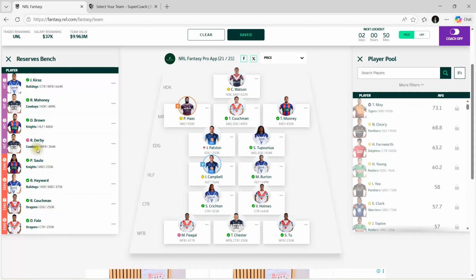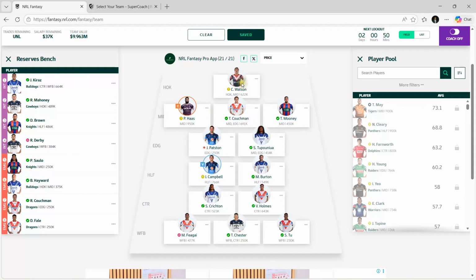Now, let's say we've got a situation where Derby was supposed to be playing but did his hamstring during warm-up. Okay. Well, then our four reserves are going to become Carraz, Mooney, Brown. Derby's unavailable, so our next prioritizer is Solo. Okay. That's how it works with bench players. With your starting players, it's totally by the position.